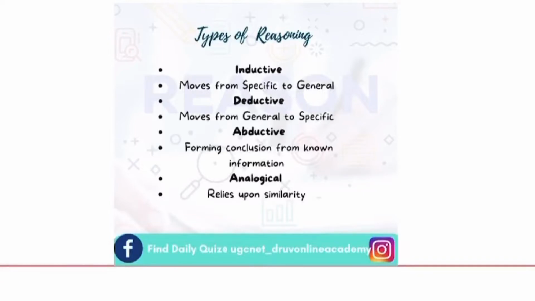Next is abductive reasoning. In this type, we form conclusion based on the available information, based on what we know. And in analogical reasoning, we make conclusion based on similarities.